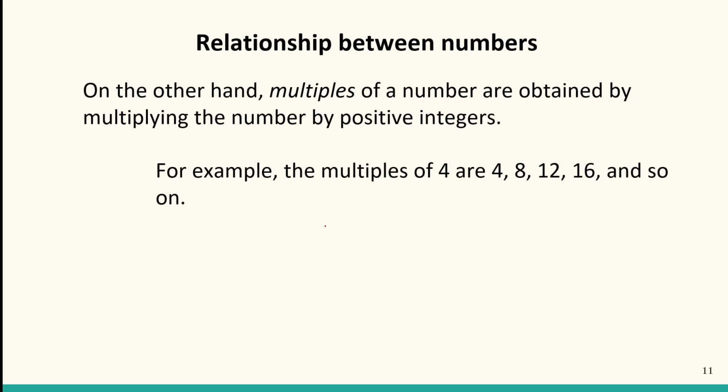On the other hand, multiples of a number are obtained by multiplying the number by a positive integer. So if we try to see the multiple series, multiples of 4 is equal to 4, 8, 12, 16, 20, 24, and so on.